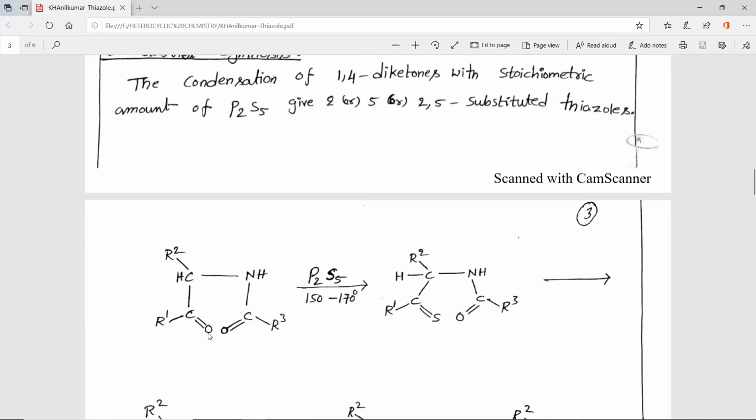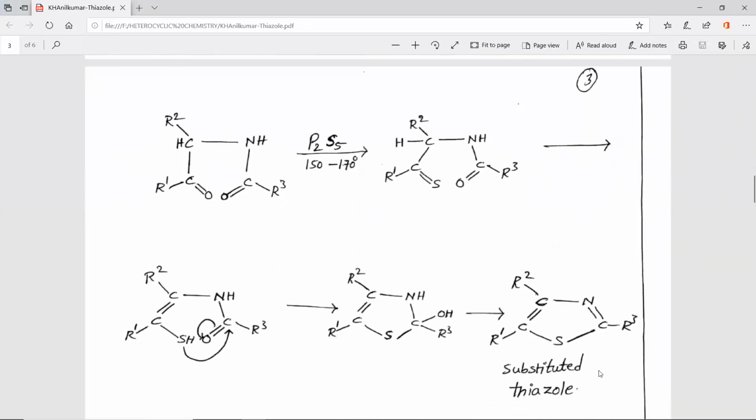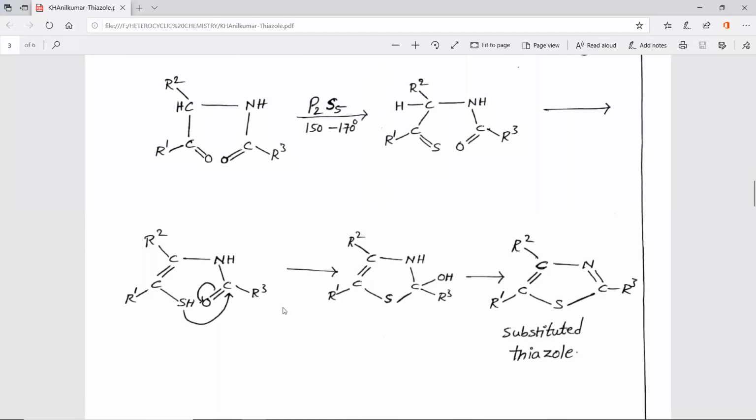this oxygen atom is displaced by the sulfur. We get sulfur here in place of oxygen. Then the resulting compound undergoes a nucleophilic attack of the sulfur. There is a shift of the double bond here. From this position, it is shifted to this position, and hydrogen comes here. So it is like a tautomerization. This hydrogen comes to sulfur, and the double bond shifts from this position to this position.